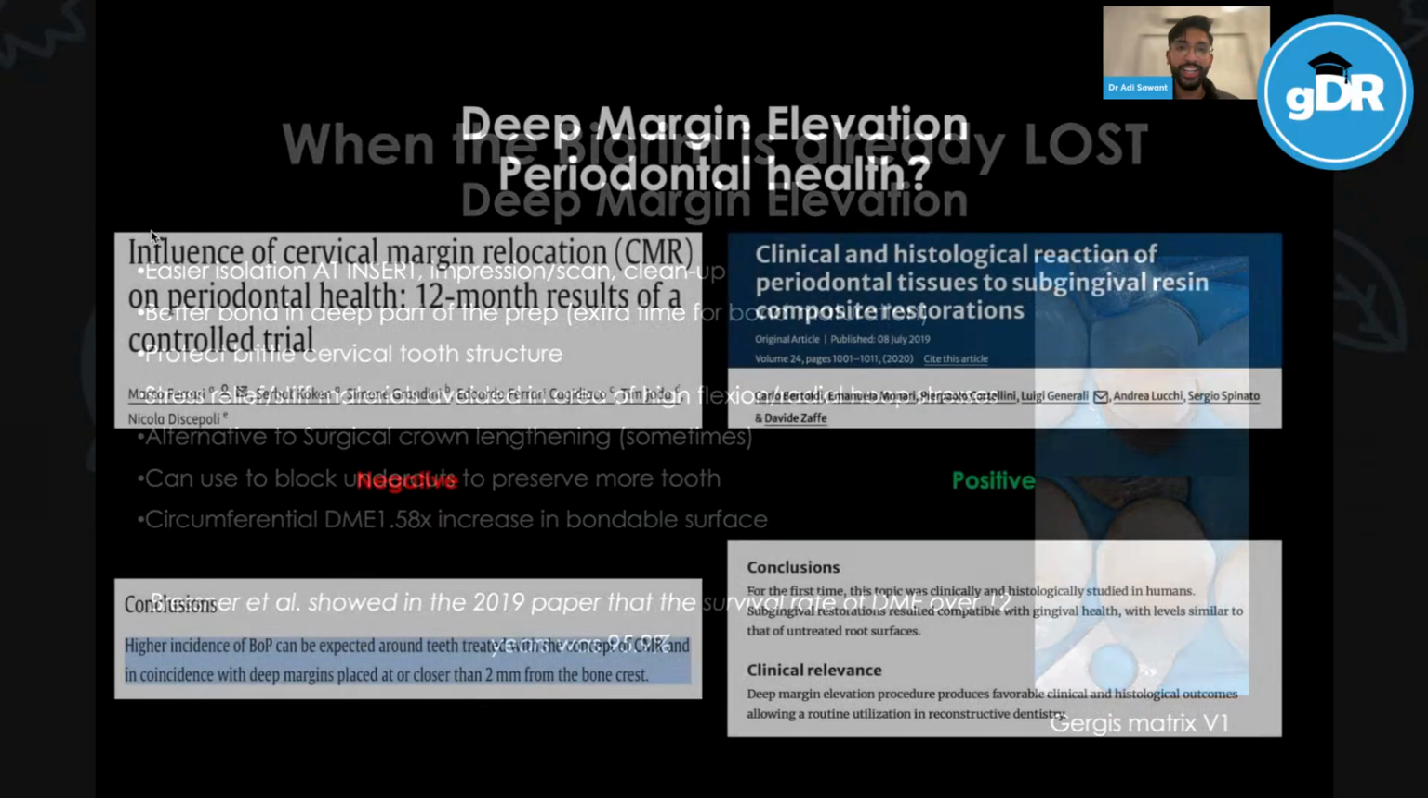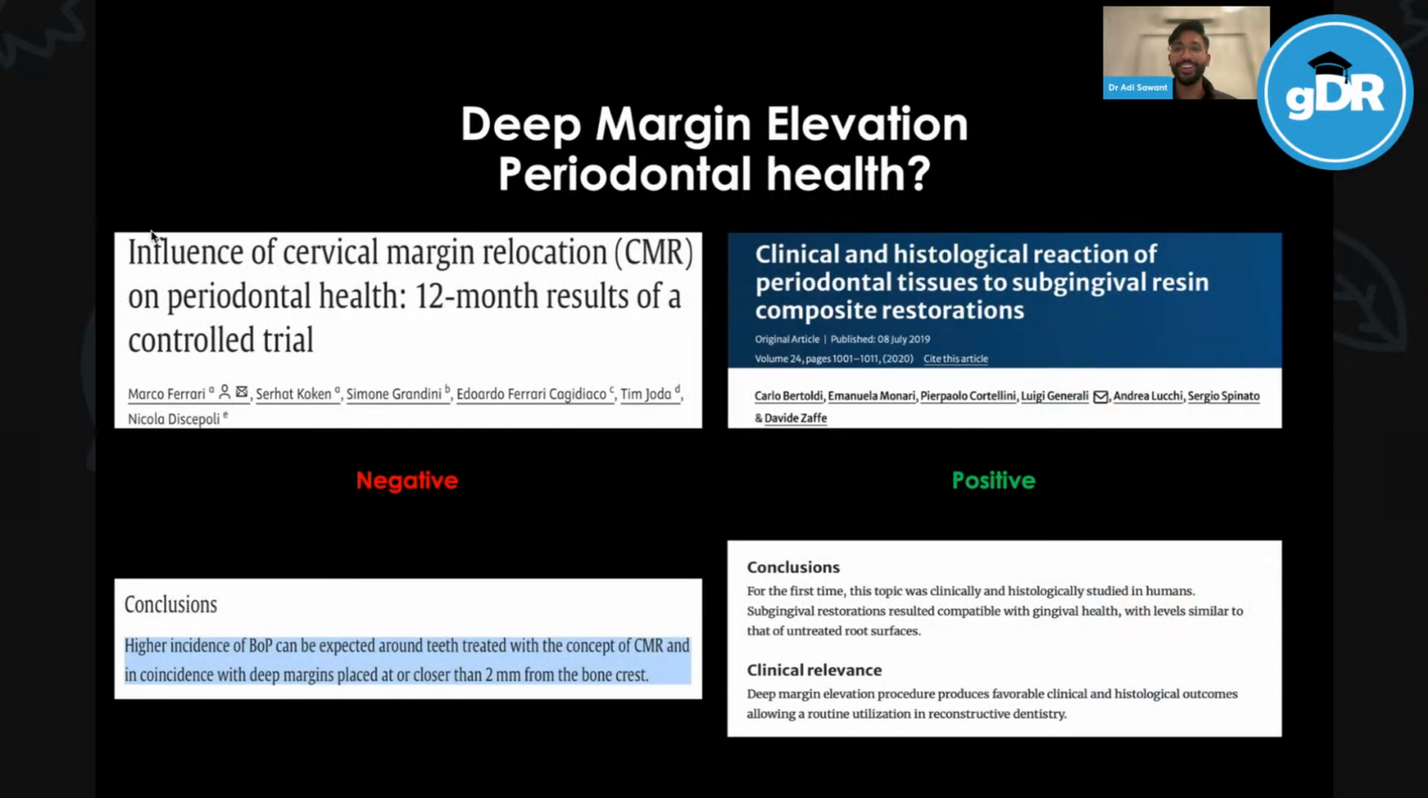Now, in a GDR lecture, I obviously have to talk about perio because of Dr. Alex Kaminsky, right? And there's been some kind of controversy in terms of, is deep margin elevation well tolerated by the periodontium? The study on the left actually says no. You don't get much bone loss, but you get a bit of BOP. But when you look closer at that study and you look at the patient population and the selection, it's quite random. There's a bunch of smokers in there. There's no control on hygiene. There's no control for other comorbidities. A bunch of different things.